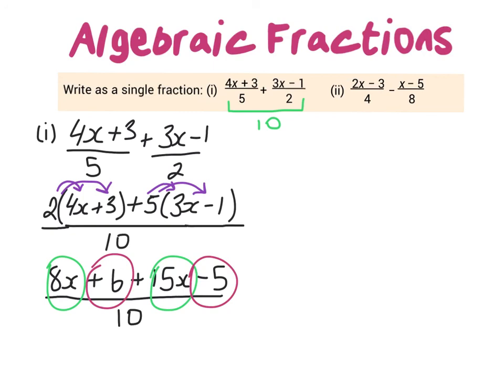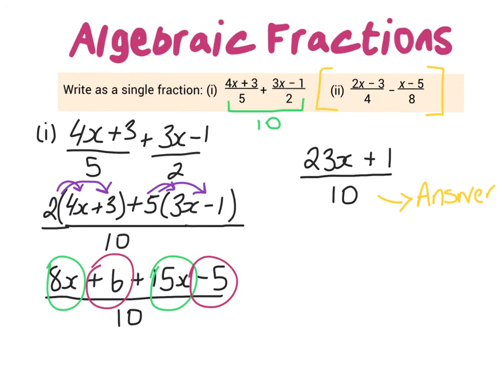So we know that 15x plus 8x is going to give me 23x. And then I have plus 6 minus 5 is going to give me plus 1. And that's going to be all over 10. And this is your final answer. It is expressed as a single fraction. So you go ahead now and see if you can solve part 2 following the exact same method.